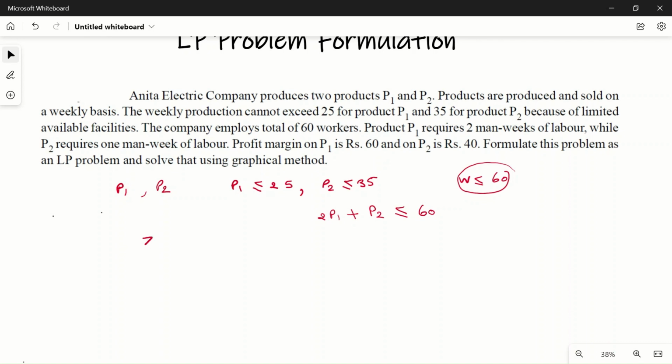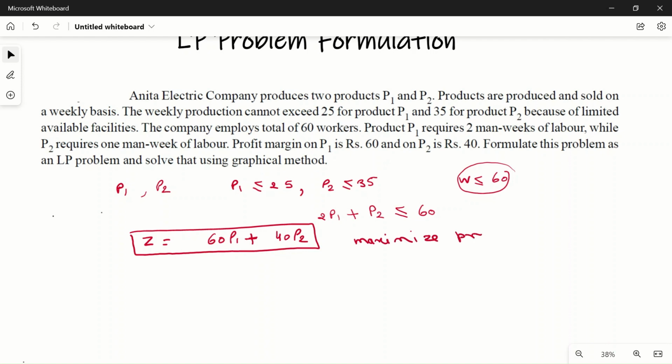So our objective function Z is equal to profit. So what is profit? 60 P1 plus 40 P2. This is our profit. So our objective function is this, and we have to maximize this profit because no company wants to minimize their profit. So we will maximize this profit. Now we have written down various conditions, and we will assume that the numbers of products P1 and P2 are always greater than or equal to 0.